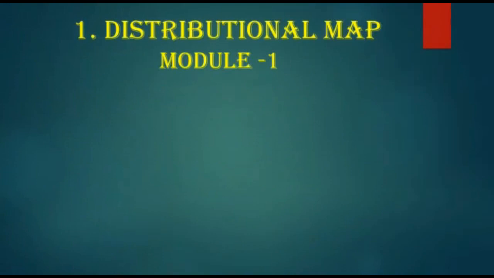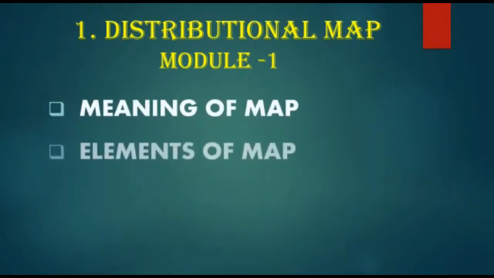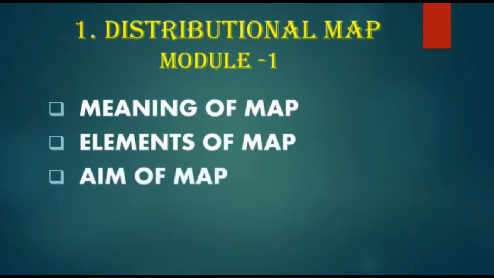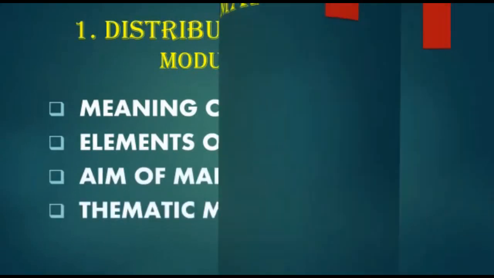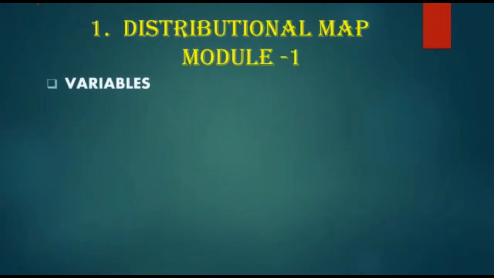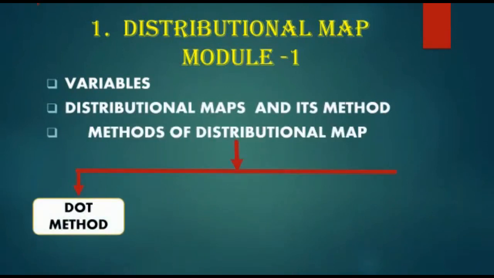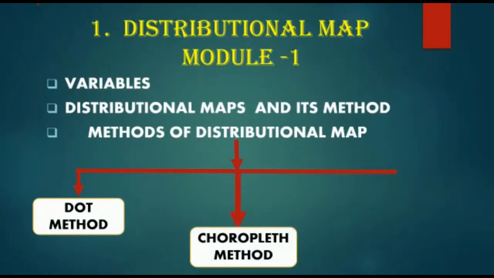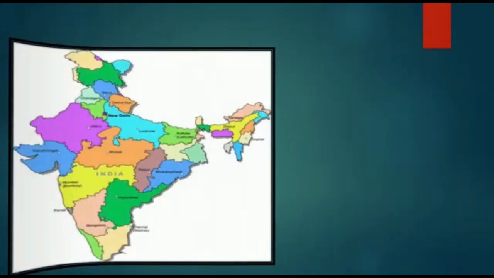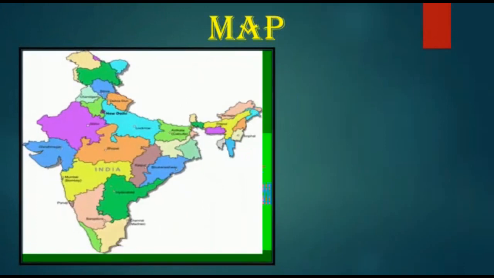So students, in lesson number 1 distributional map module 1 we will concentrate on the meaning of map, elements of map, aim of map, thematic map, and variables such as rainfall, temperature and population. Then we'll learn in detail about distributional map and its methods such as dot method, choropleth method and isophleth method. Let's begin our lesson with the meaning of map.